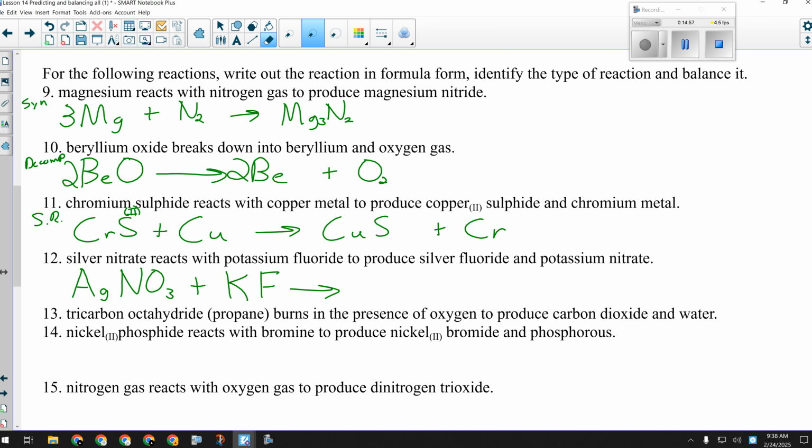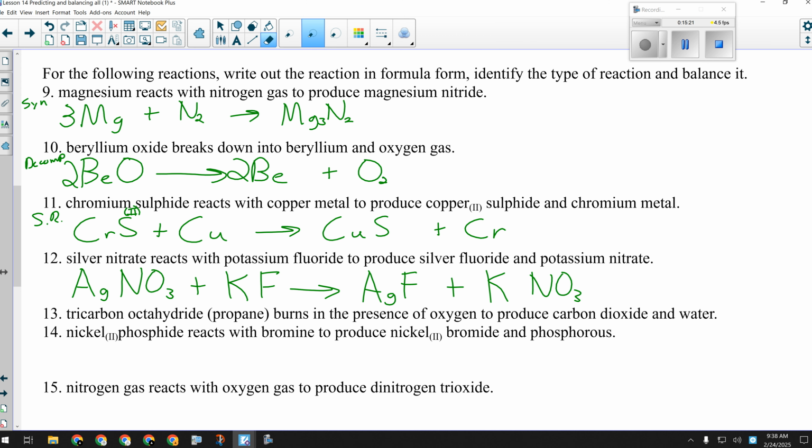And that is going to produce silver fluoride, that would be AgF. Plus 1, minus 1, so that compound is fine the way I wrote it. And potassium nitrate. Plus 1, nitrate, minus 1. That compound is also fine the way I wrote it.